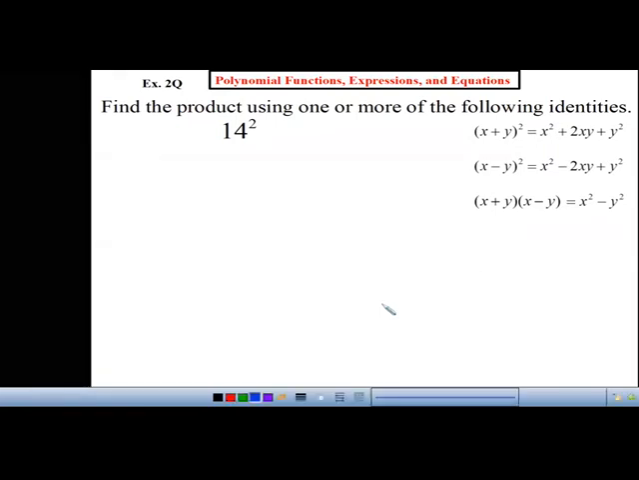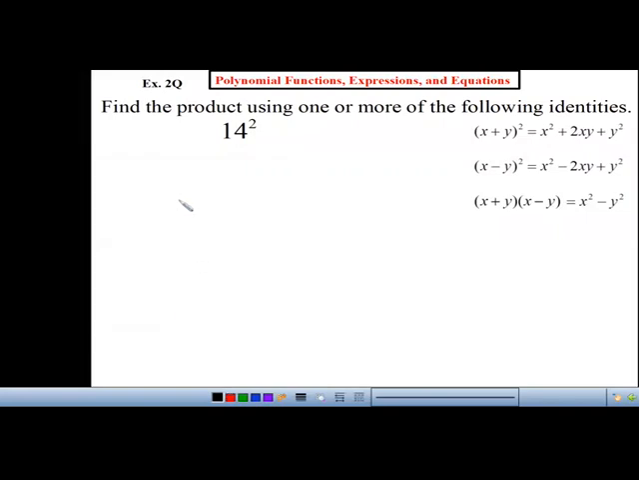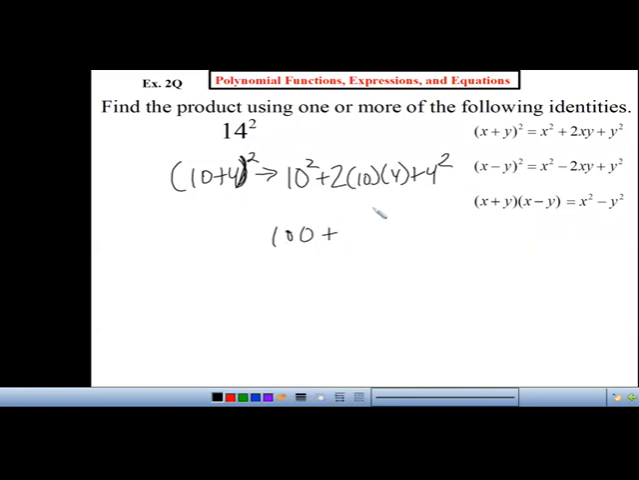Let's see, Danny O. How can I rewrite that? 10 plus 4 squared. And what is the pattern that you wrote for that? The first one, 10 squared plus 2 times 10 times 4 plus 4 squared. So that gives us 100. This is 20 times 4, that's 80. Plus 4 squared is 16. If you add those, that's 196. And that is correct.